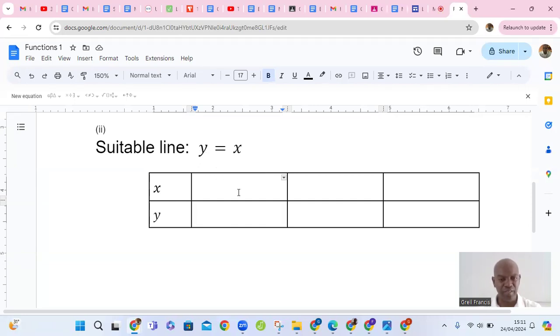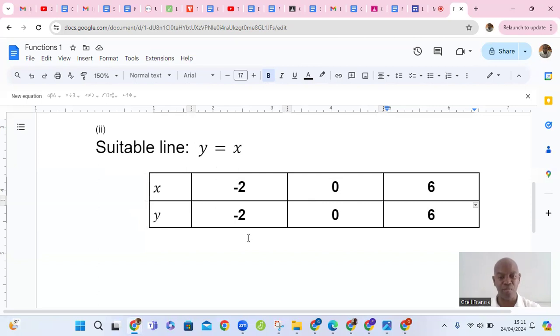Any value you think of for x, that will be the value of y. So if you think of, let us say, -2 for x, y will be -2. If you think of 0 for x, y will be 0. If you think of 6 for x, y will be 6. Whatever x is, y is equal to that, okay? So that is what they mean by the suitable line.